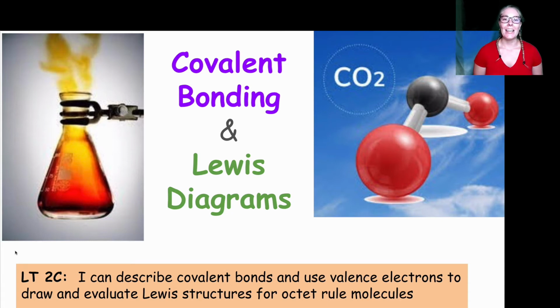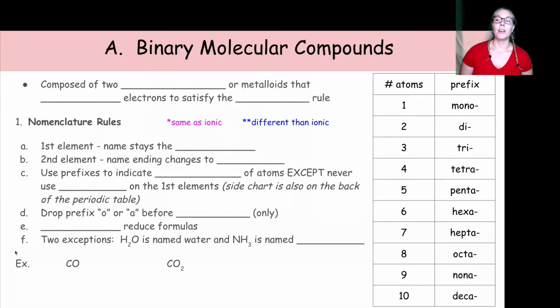Hey everybody. Today we're going to be looking at learning target 2C, and that is moving on from ionic bonding to now look at covalent bonding and drawing Lewis structures for covalent bonds, similar to what we did for ionic compounds. We're going to start by looking at the nomenclature, or the naming, of binary molecular compounds.